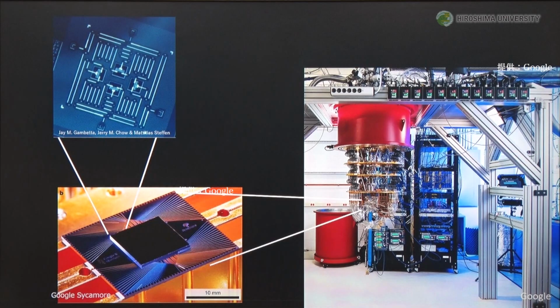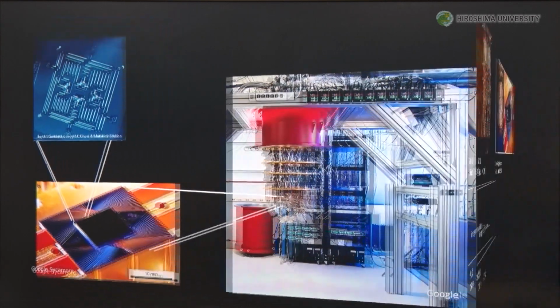Then these are pictures. The most fundamental circuit looks like this, and the collection of this circuit looks like this. It's on the order of centimeter scale. Then these chips are embedded into this large machine. Most of it is cooling system to keep very low temperatures. So this is about 1 or 2 meters in height. Then this is the current status.